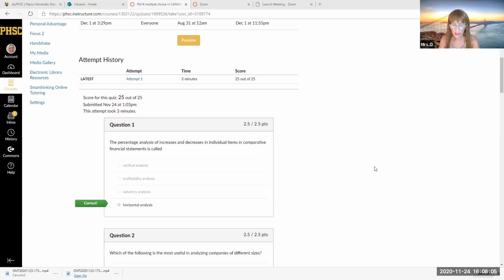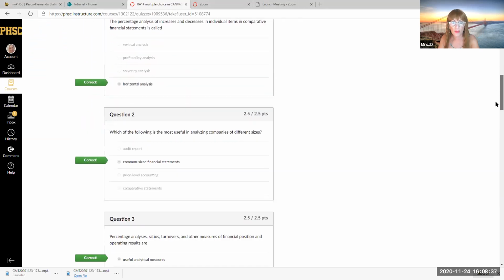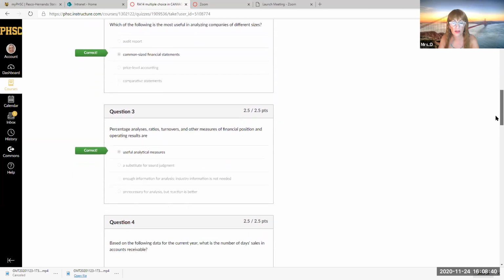So which of the following is most useful in analyzing companies in different sizes? So we have A, comparative statements. B, common, oops. Yeah, very good, Cayman. Very good. You saved me a lot of typing. Thank you. So the answer is common size financial statements. And the common size financial statements are shown in terms of percentages.